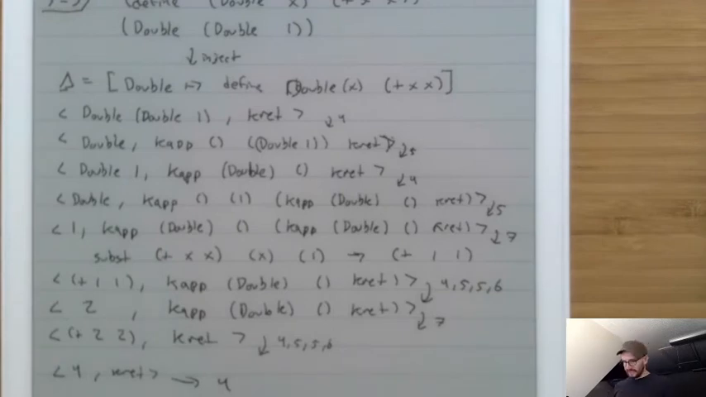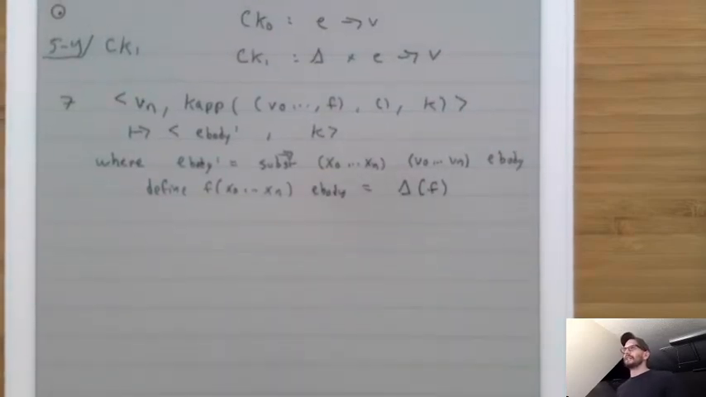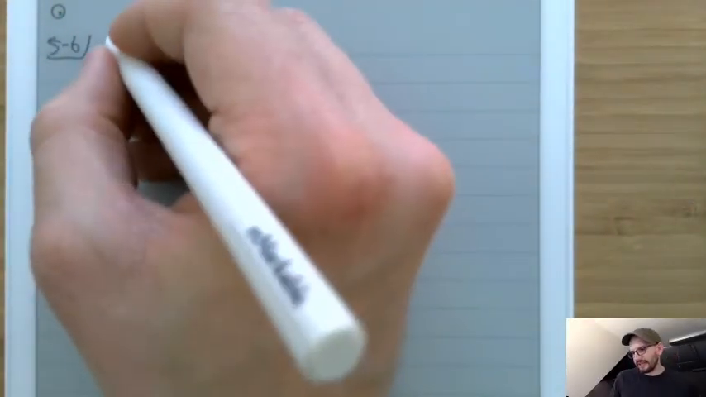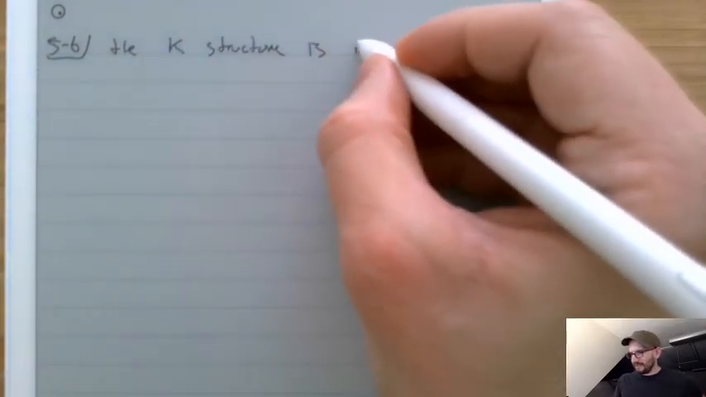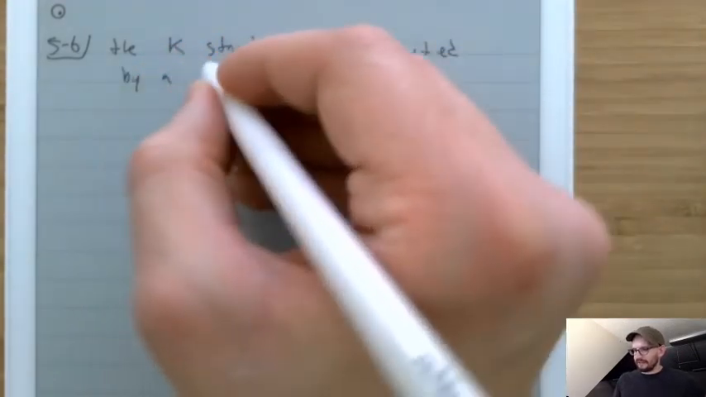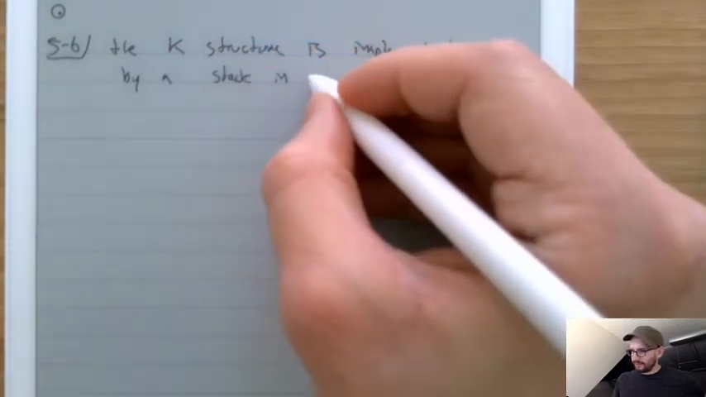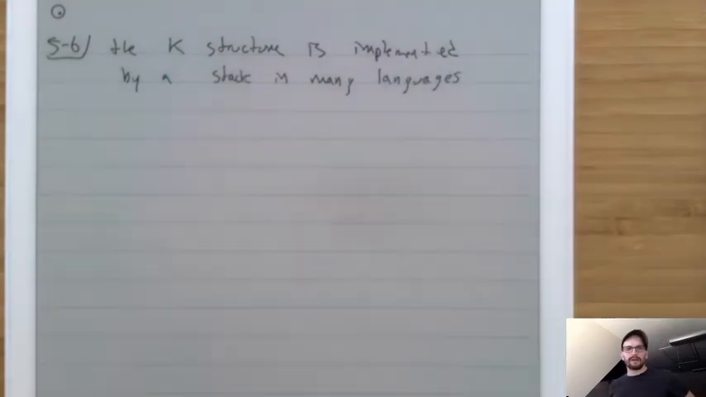There's a few interesting things to say about this new system, CK1. Probably the most interesting thing is the way that it teaches us about how function calls and stacks interact. Recall that the K structure is implemented by a stack in many languages.